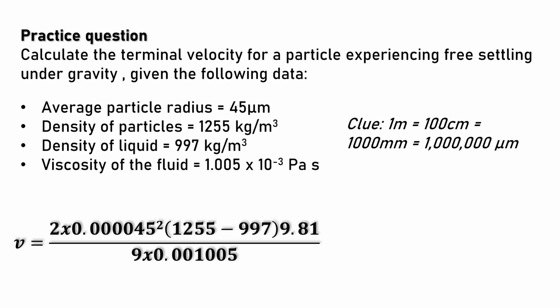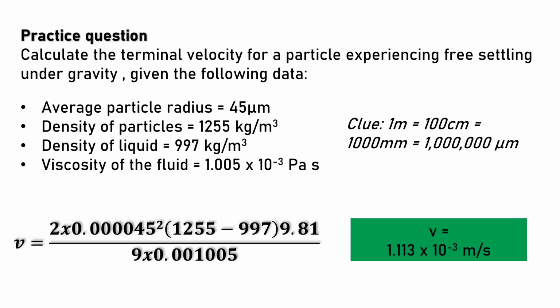Plugging all of these numbers into the equation, we should get an answer, if we've done this correctly, of 1.113 times 10 to the minus 3 meters per second as the terminal velocity of particles that would fall through this liquid. This is the same as saying approximately 0.113 centimeters per second, or that is to say, therefore, about a centimeter every 10 seconds.